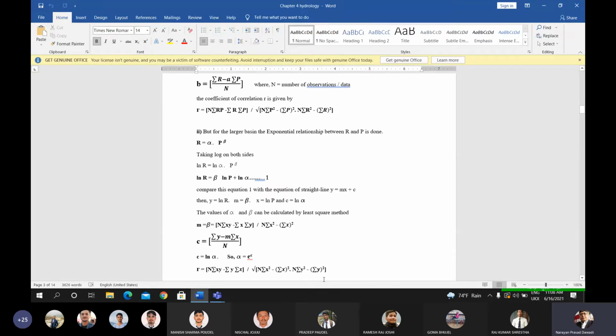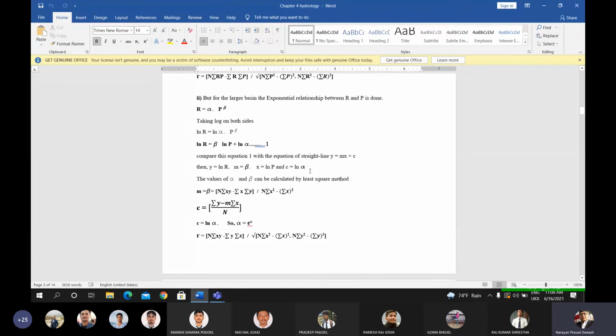Now, after finding the value of beta, the value of constant C can be calculated as summation y minus beta summation x, divided by n, because beta is equal to m. You can put the value of beta instead of m also; both of them are the same. But C is ln alpha, so the value of alpha will be e power C. You can get the value of alpha here.